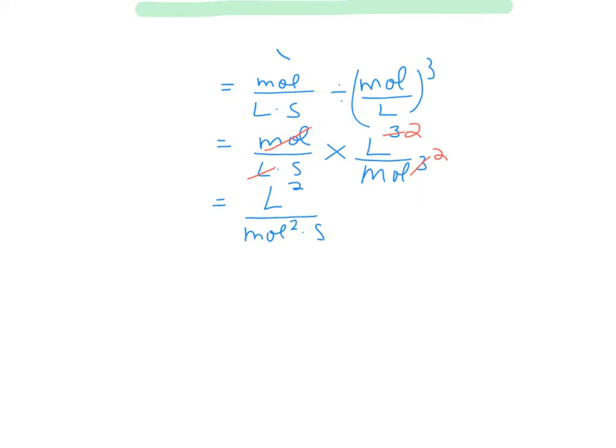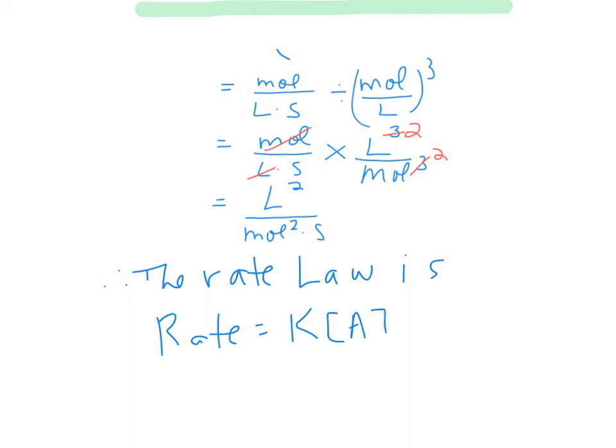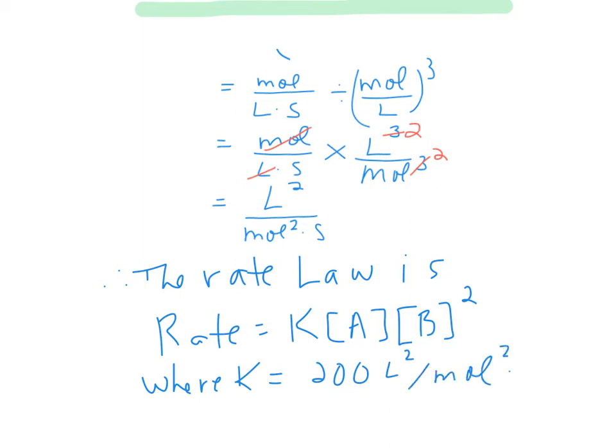So if I were representing this rate law in, let's say, a lab report or simply as an answer to a problem, I would say, therefore, the rate law is rate is equal to K times the concentration of A times the concentration of B squared, where K is equal to 200 liters squared per moles squared seconds. And that's it. All right, let's look at a second example.